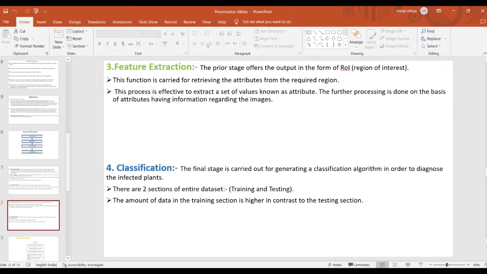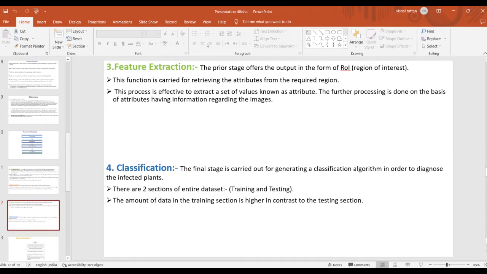Then we have classification. There are two sections of data: the first one is training and the second one is testing. In training, images will be taken as input and features will be extracted and saved in the database. In the next phase of training, k-means segmentation is applied for the segmentation. After that segmentation, the GLCM algorithm is applied for the feature extraction.